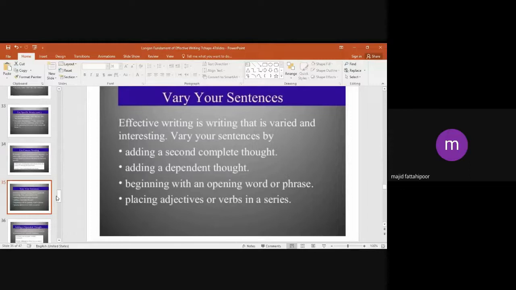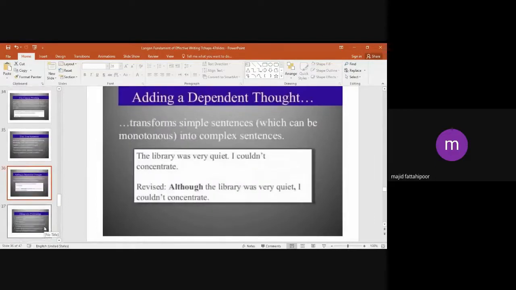Effective writing is varied and interesting, by adding a second complete thought or dependent thought, or beginning with a word, or placing an adjective. These are all adding variety. I can give you an example for each, which is better. The library was very quiet, I couldn't concentrate. Two separate simple sentences you can see here. Yeah? You can see only two separate sentences.